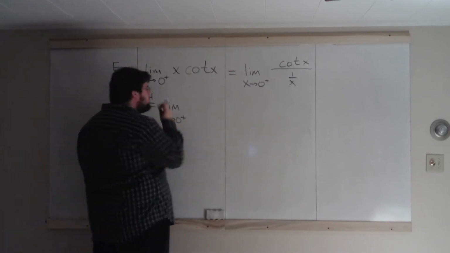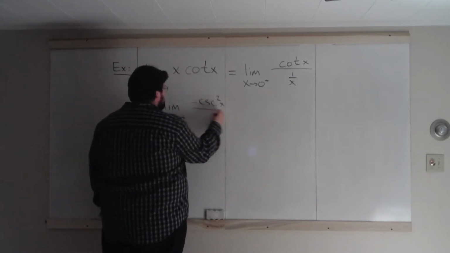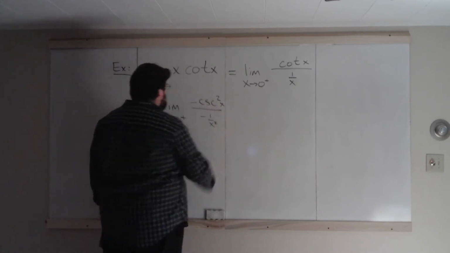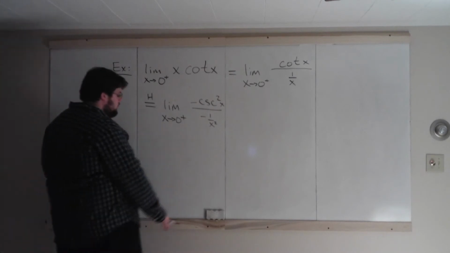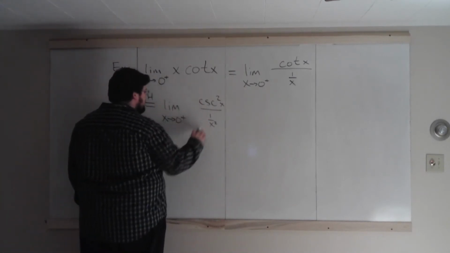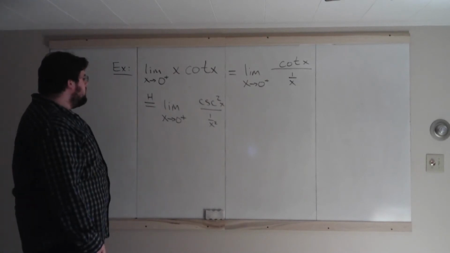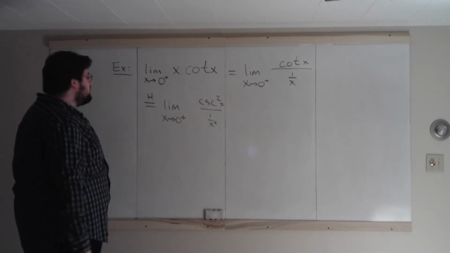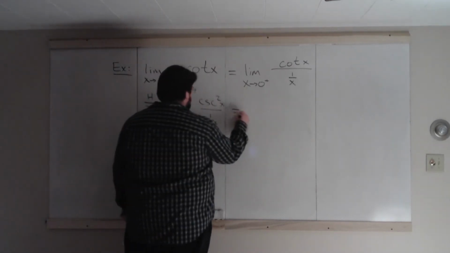Derivative of cotangent. What's the derivative of cotangent? Negative cosecant squared. Derivative of 1 over x, negative 1 over x squared. We have a negative on the top and the bottom. Just get rid of them. And now what do we have? How do we take this limit? This has too many fractions in it. So let's get rid of some of those fractions.